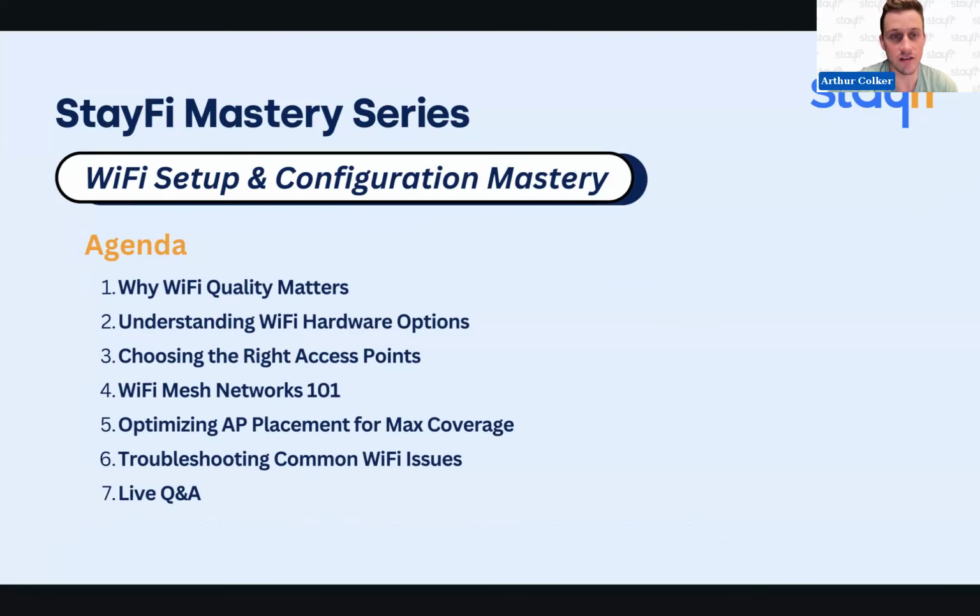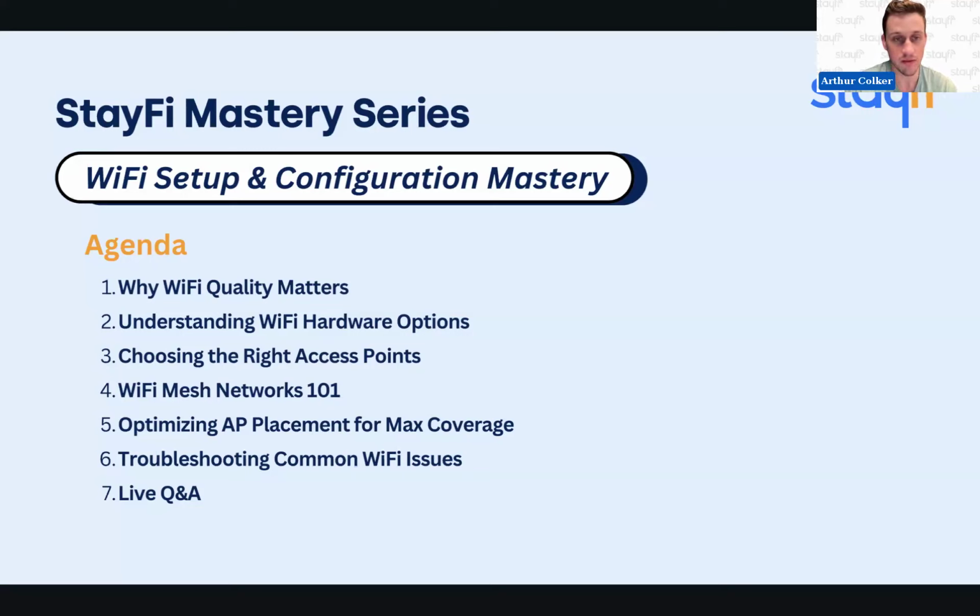So today's agenda, number one, kind of go over some reasons why Wi-Fi quality matters. It's probably a given for most of you, but we'll cover some areas maybe you hadn't thought of. Second is understanding the different hardware options that are out there for Wi-Fi and why we at StayFi use primarily Ubiquiti UniFi devices for our service. The third is how do you pick the right Wi-Fi hardware? And in our case, the UniFi hardware are called access points, and we'll cover what those are and how to use them.